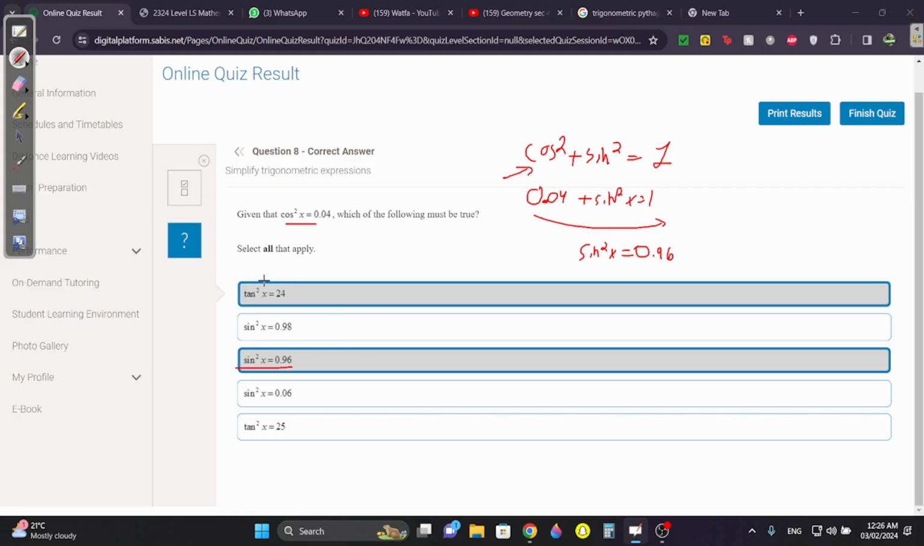Okay, that's tan. Now how do you find tan? Tan equals sine over cosine. Sine of the angle over the cosine. The sine of the angle is 0.96 and the cosine of the angle is 0.04. You divide them and you get 24.